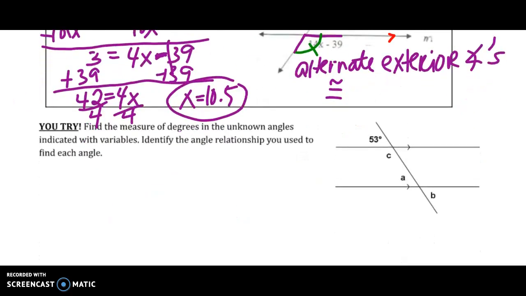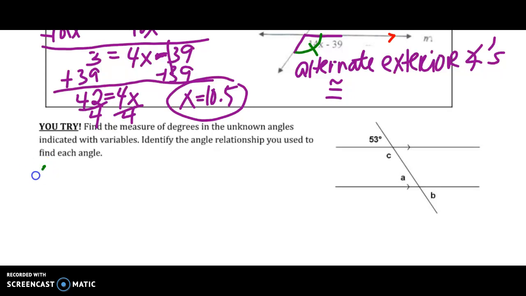So please pause the video here and you try the example shown below. Replay the video once you are done. Here it's asking you again to identify the angle relationships you use to find each angle. So you were asked to find the measure of degrees in the unknown angles with the indicated variables and identify the angle relationship you use to find each angle. So hopefully you've done that and now you're watching this to check your answers.